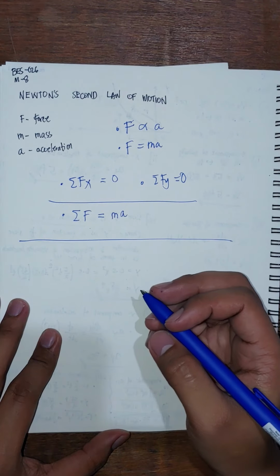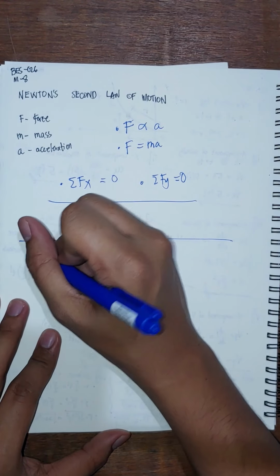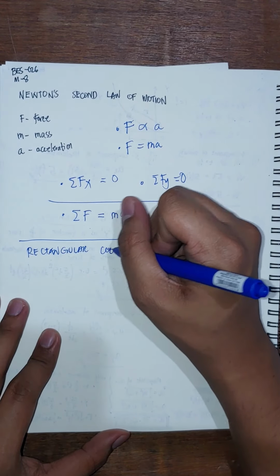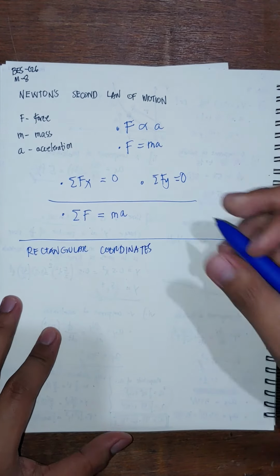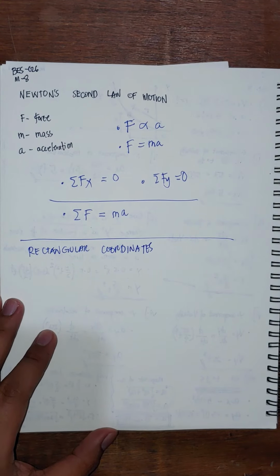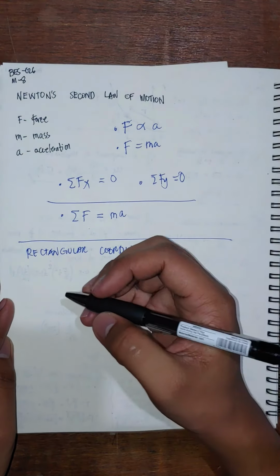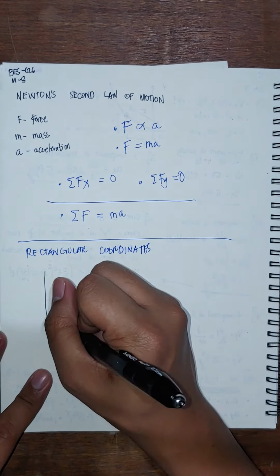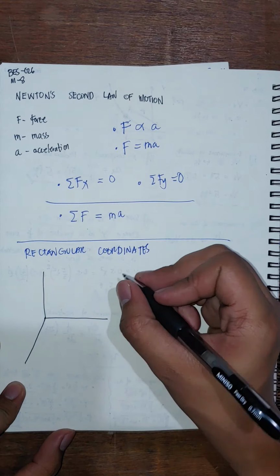Now let's talk about rectangular coordinates. In our previous topics, we were already talking about planar coordinates, right? We had two components of the particle, x and y. Now we will talk about the third coordinate, the z. Let's say we have a coordinate system here. Last time we analyzed motion in 2D, now this is in 3D.